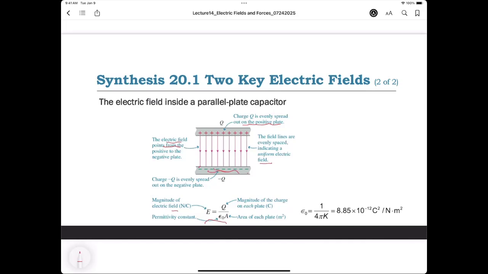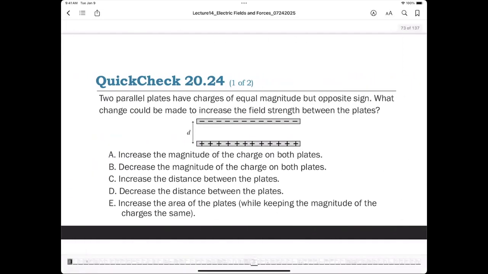This is the permittivity constant, we know what it is equal to, and this is the magnitude of charge on each plate. The negative and positive charges are equal, and this is the area of each plate. The area of each plate is also equal to each other. Okay, let's view some quick check questions.